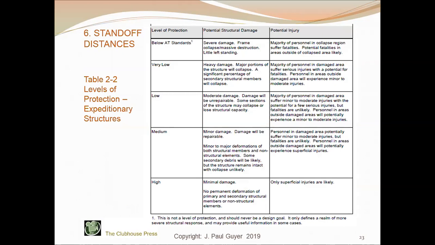Here in table 2-2 are the standoff distances for expeditionary structures for different levels of protection. And again, the level of protection you're providing is a judgment that you make: this building is going to have a lot of people in it, or it's not going to have a lot of people in it. It's a critical building for whatever mission you're on, a communication building, this sort of thing. So you assume a level of protection for the building, ranging from very low to high. And then this table indicates the potential structure damage and the potential injuries.